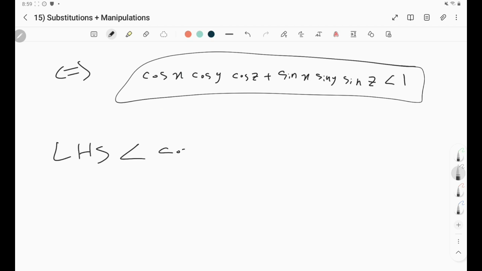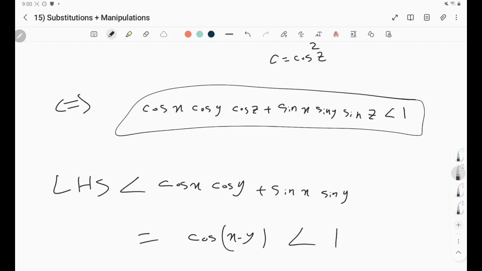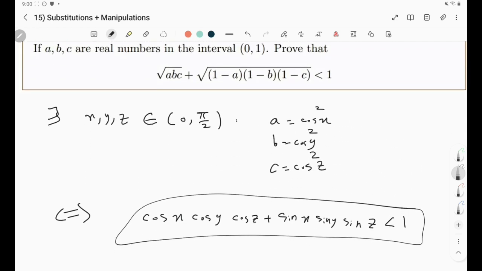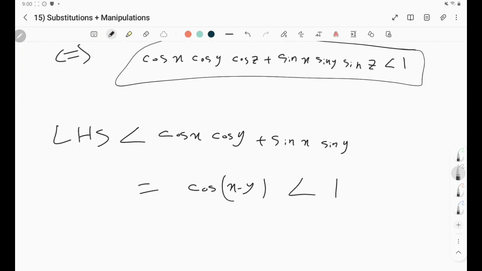So this thing is less than cosine x, cosine y. Same thing here. Sine is less than 1. So you can just say that this thing is sine x, sine y. And now this thing is the cosine of x minus y. Of course, this thing is less than 1. So basically, now we're done.